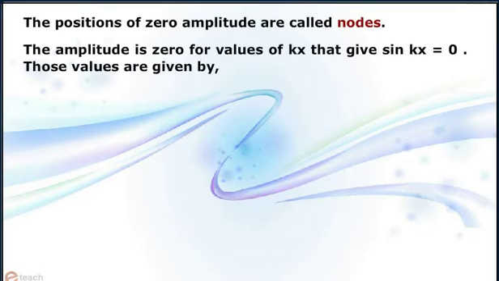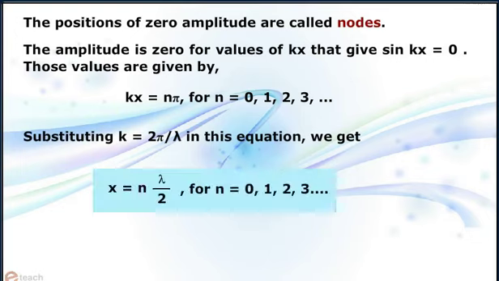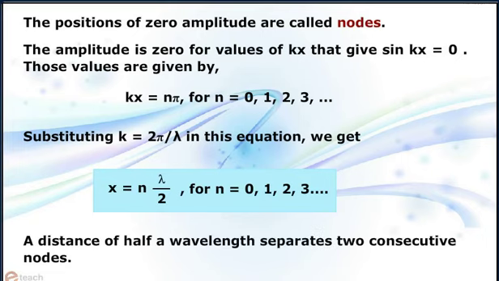The amplitude is 0 for values of kx that give sin kx equals 0. Those values are given by kx equals n pi for n equals 0, 1, 2, 3 and so on. Substituting k equals 2 pi by lambda in this equation, we get x equals n lambda by 2 for n equals 0, 1, 2, 3 and so on. A distance of half a wavelength separates two consecutive nodes.